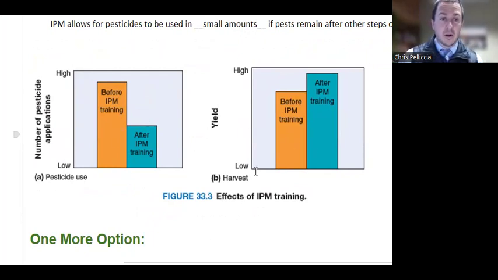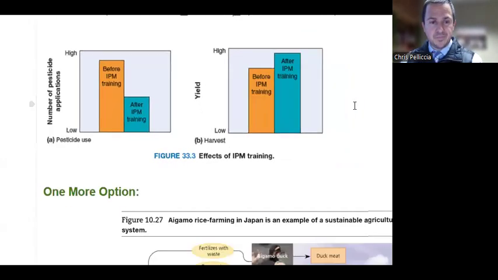We can also look at harvest yields. And before integrated pest management, yields were a little bit lower. After integrated pest management, this is not changing the crops you're using necessarily, but using either natural predators or a biocontrol, crop rotation, or intercropping, the yields were increased. And that might be both a sustainable and an economic method for increasing crop yields.